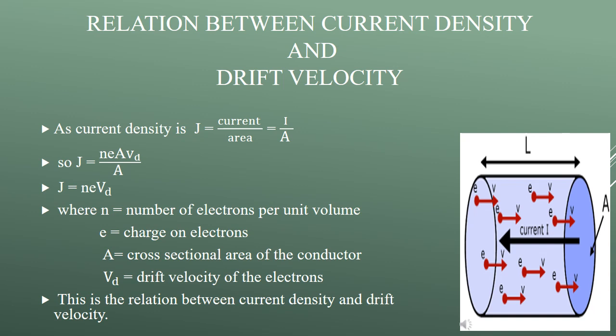Now coming to the formula of current density, which is J equals I upon A. Putting the value of current, which is nevdA upon A, A cancels with A, and J equals nevd, which is the relation between current density and drift velocity, where n is the number of electrons per unit volume, whose property is that it is of metals. When we change the metal, then the current may change. e is the charge on the electron and A is the area.